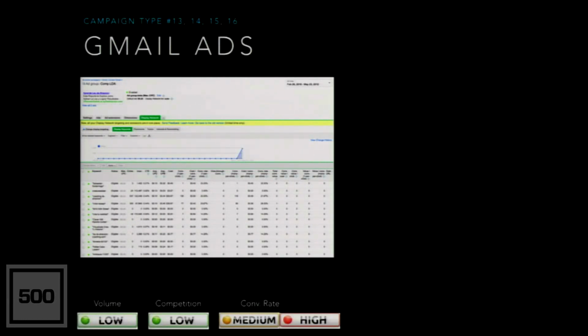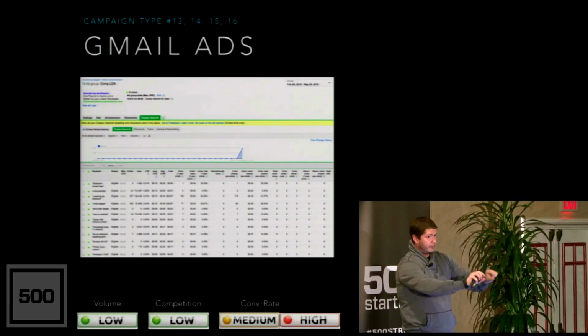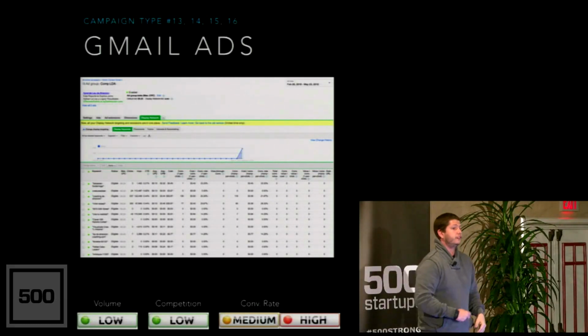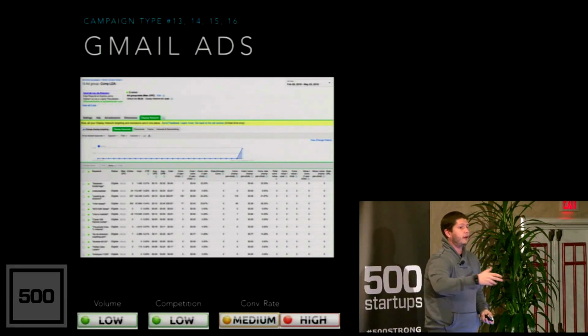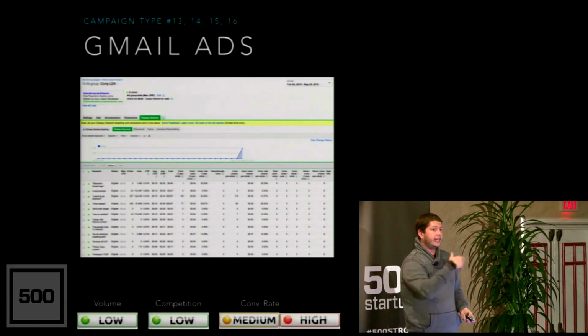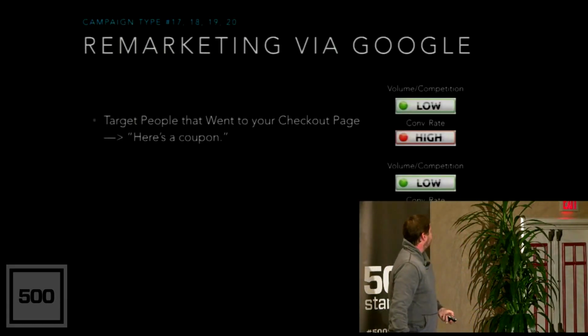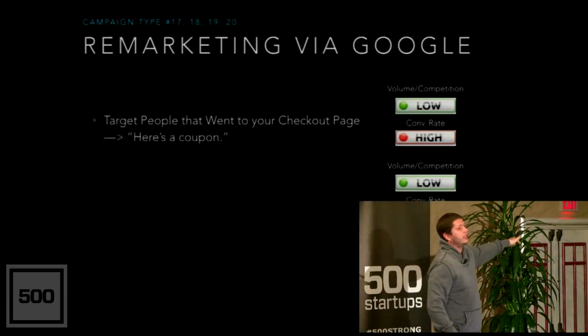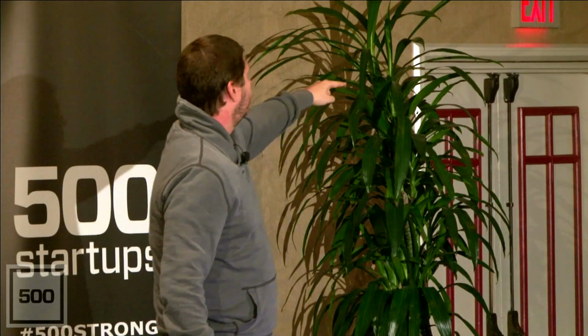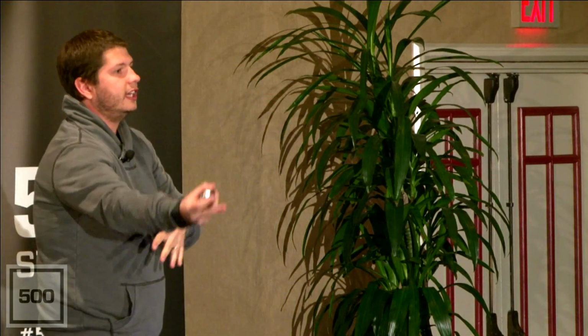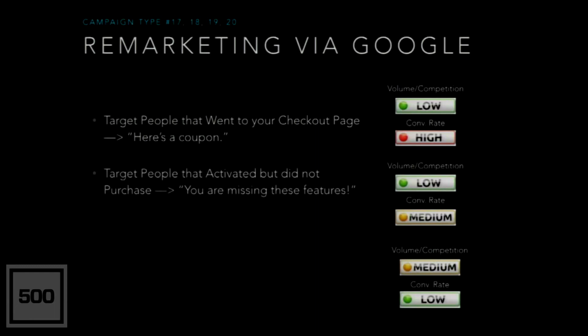Then you have Gmail ads. Because of the CAN-SPAM Act, if someone is sending you an email, they need to put their address there, and I can target people who are receiving emails from a particular address. If you're a competitor to Netflix, you can put the Netflix address here. Or if Amazon sends you a receipt about a book about sales, I can target those people. You get the point. Then you can do remarketing via Google. You target people who went to your checkout page but didn't complete the purchase.